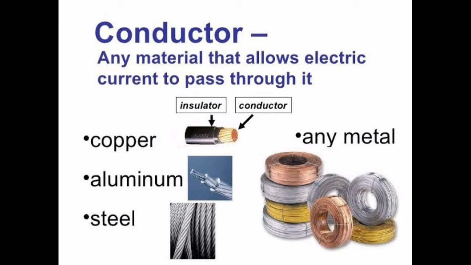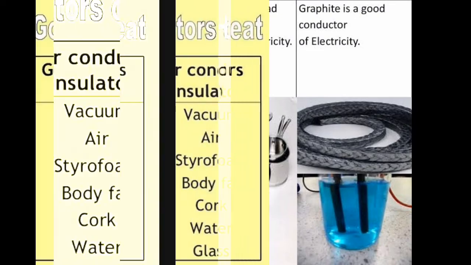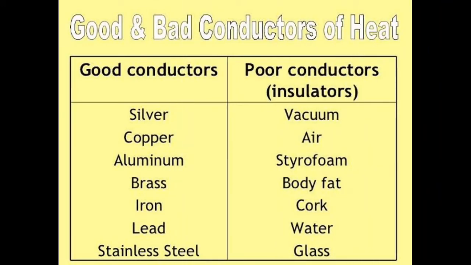So students, those materials through which electricity can pass are called good conductors of electricity. Any material that allows electric current to pass through it is called a conductor, for example, copper, aluminium, steel, or any other metal. And those materials which do not allow electricity to pass through them are called poor conductors of heat and electricity, like rubber, plastic, etc. These are the examples of good conductors and poor conductors of heat and electricity.